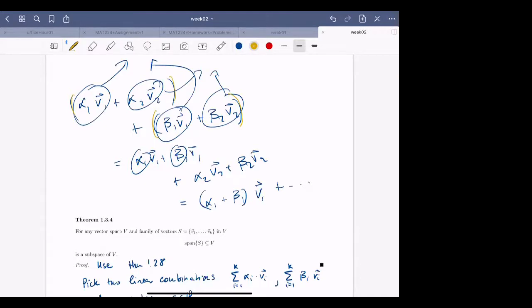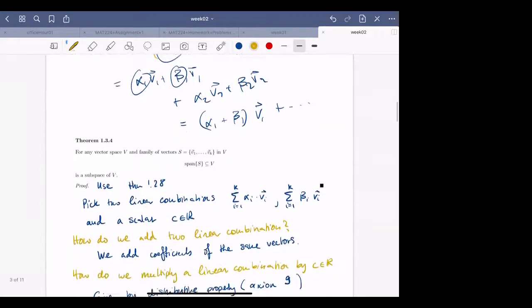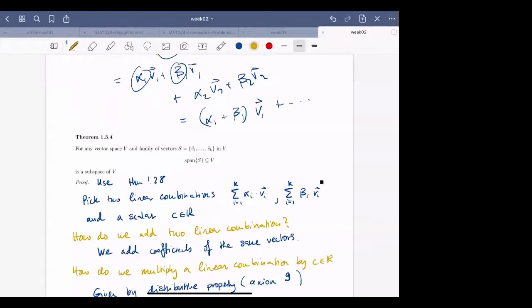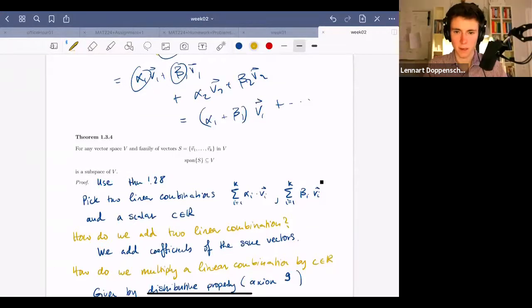But the exercise is trying to prove that span of S is a vector. No, we're not trying to prove that. We're trying to prove that it's a subset. A subspace. A subspace, which would make it, never mind. Okay.